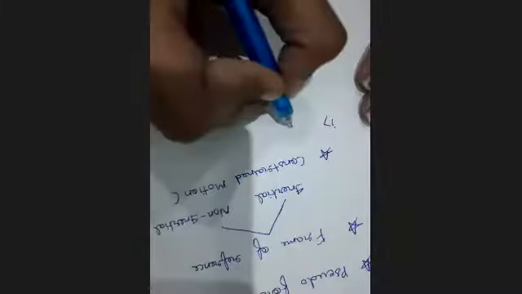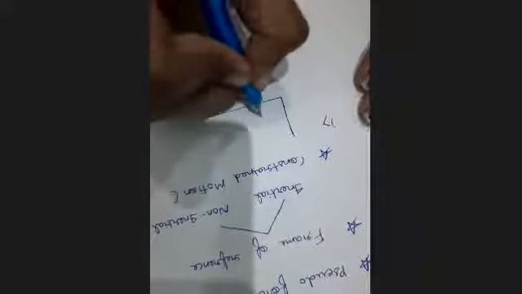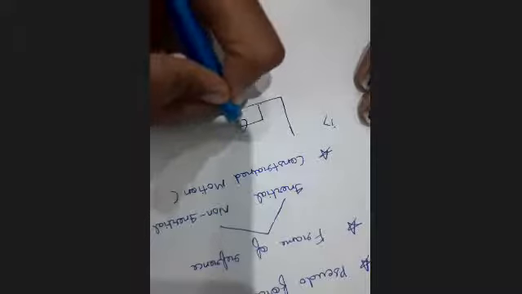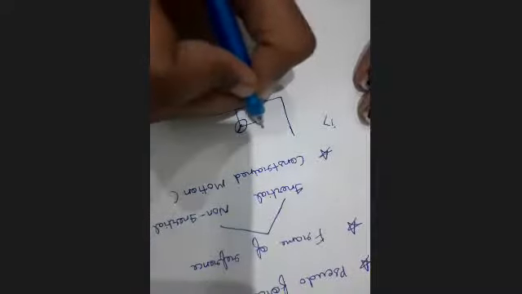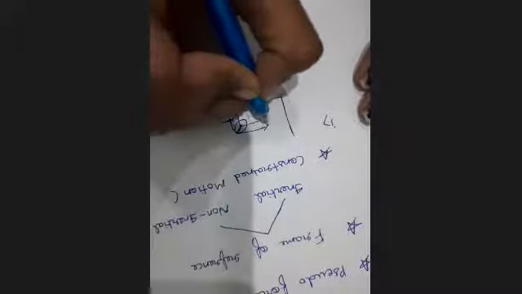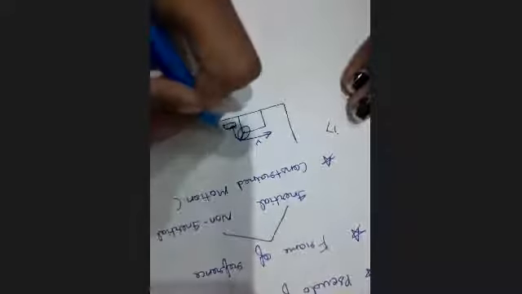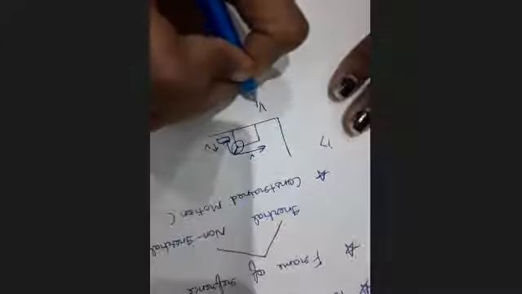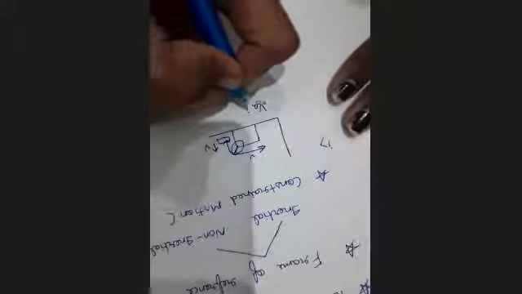Next is constrained motion. In this diagram, the block and a moving pulley is there. In this, V acts towards this direction and in the upward direction. That's why VB, that means the velocity of the block, will be V.